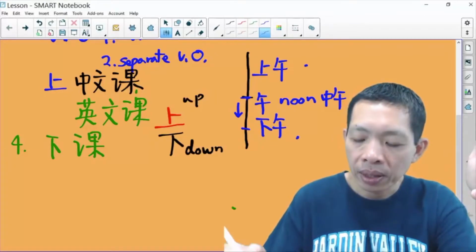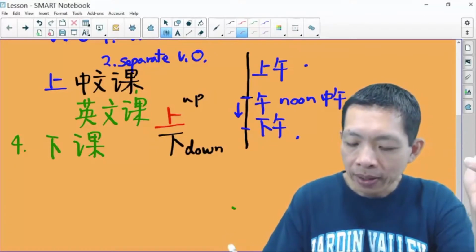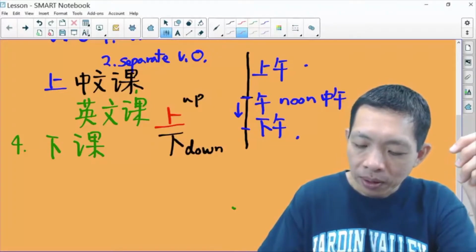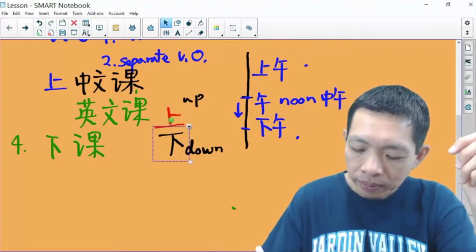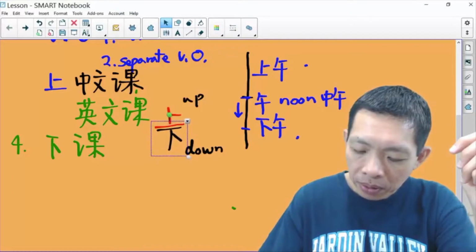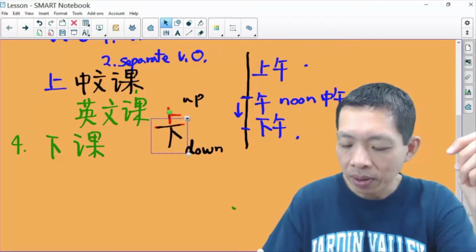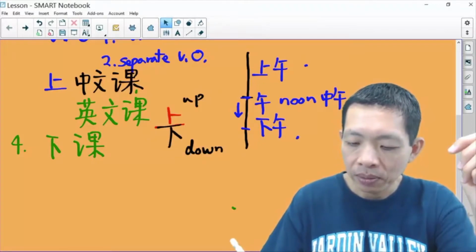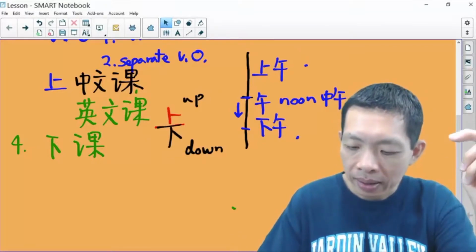However, there's another character in here. If you combine these two like this, you have an up and a down, and then it got stuck. 卡.